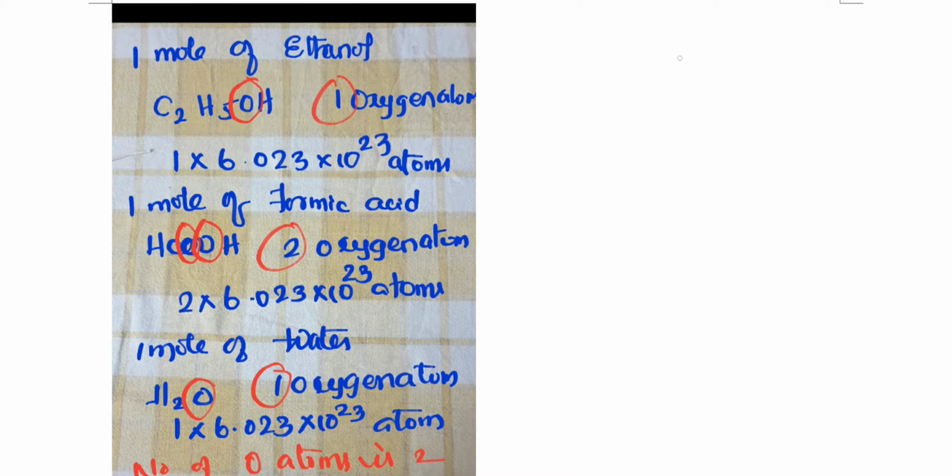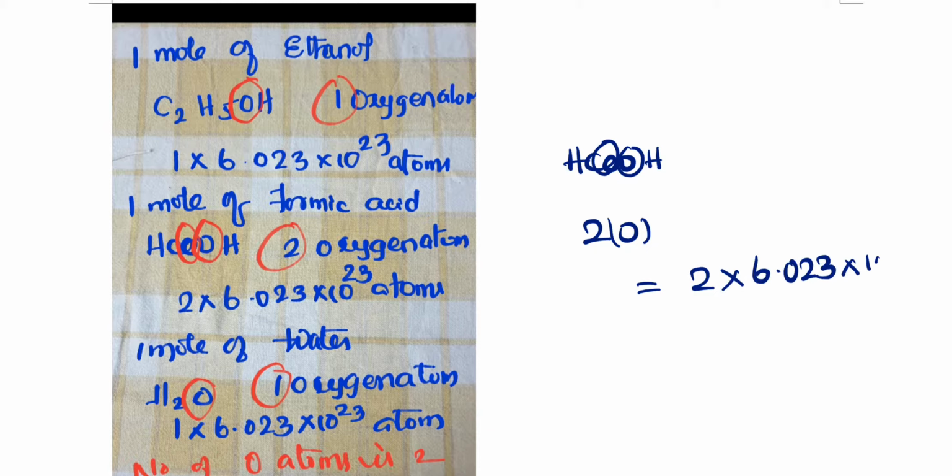The formula for formic acid is HCOOH. இதில் 2 oxygen atoms இருக்குது. இங்கே ஒரு ஆக்சிஜன், இங்கே ஒரு ஆக்சிஜன், 2 oxygen. அப்போ 1 mole is 2 moles of oxygen இருக்கறனால number of atoms எவ்வளோ வரும்னா 2 into 6.023 into 10 to the power of 23 atoms of oxygen.